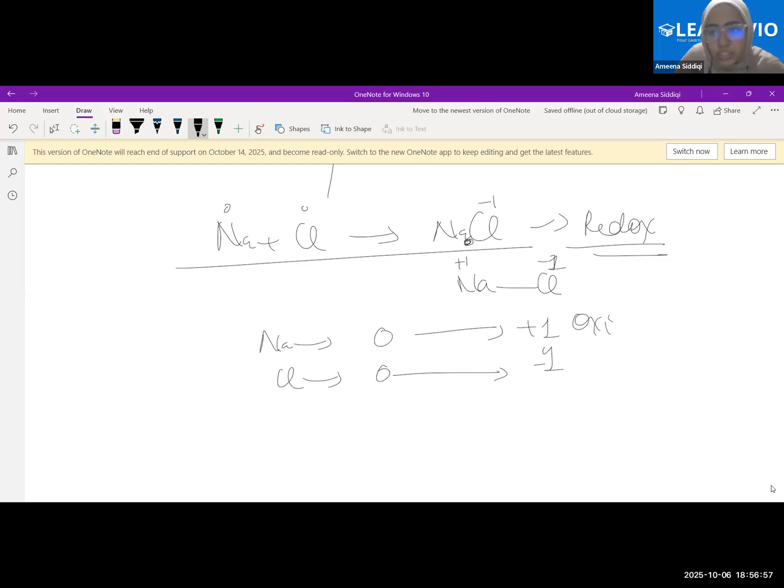So clearly it is oxidation. Why? 0 to plus 1, increase in the oxidation number. 0 to minus 1, decrease in the oxidation number. This is nothing but reduction. Is it clear?